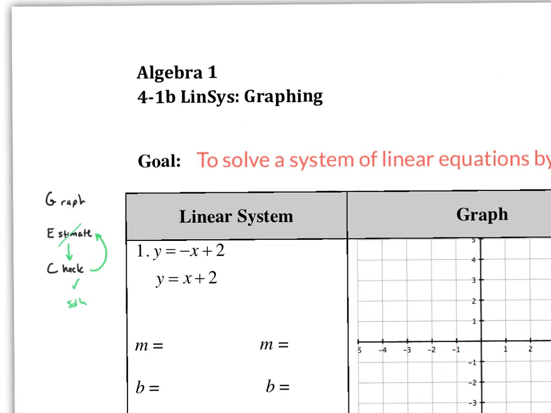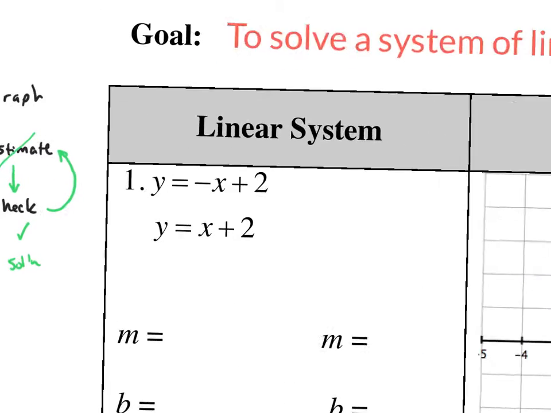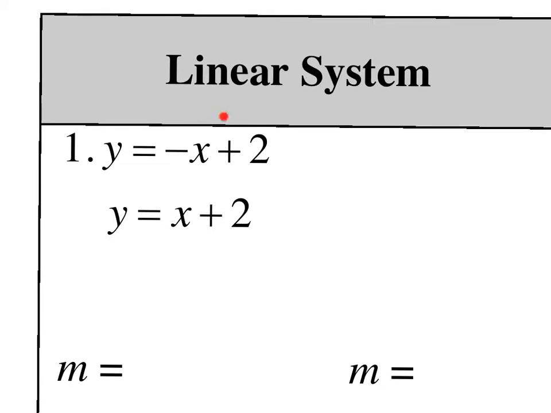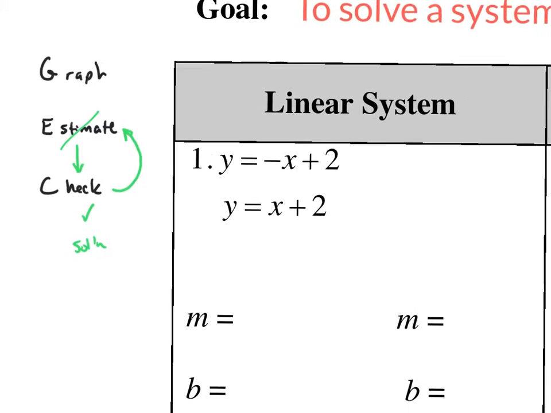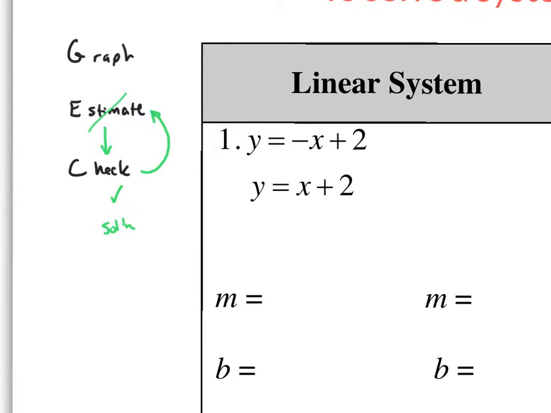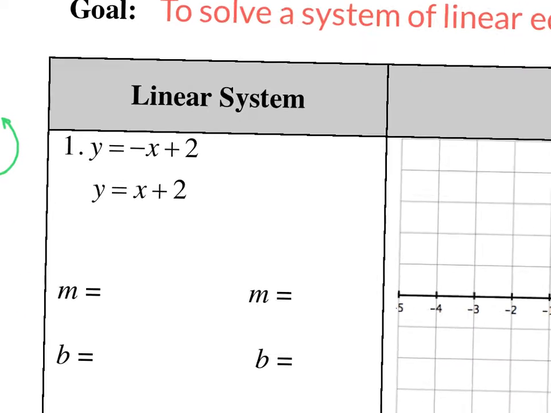To refresh ourselves, a system of linear equations is when you have more than one linear equation. In this case, we have two, so this is a system. Graphically speaking, we're looking for where the two lines will intersect. When the two lines intersect, that point is my solution because it satisfies both equations. So the first thing we're going to look at is this problem.